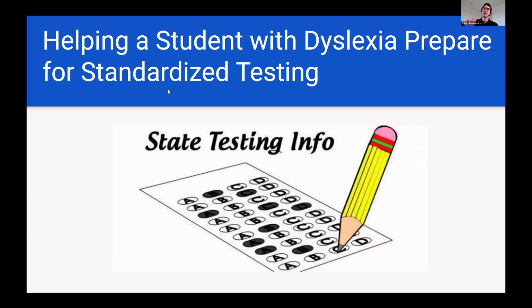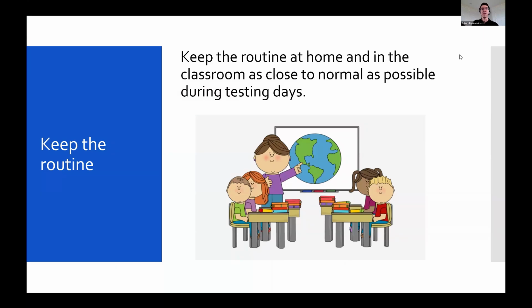There are some things that you can do to help a student with dyslexia prepare for a standardized test to help improve the results. One thing is to keep the routine. Keep the routine at home and in the classroom as close to normal as possible during testing days. Of course, sometimes it's not possible to keep it completely the same, but the more that you are able to keep things similar, that will help students with dyslexia feel more comfortable.